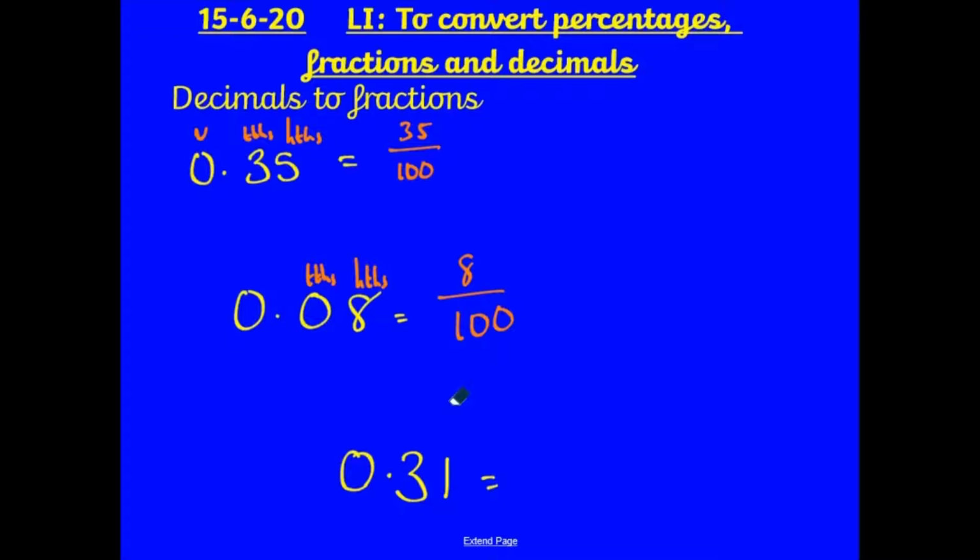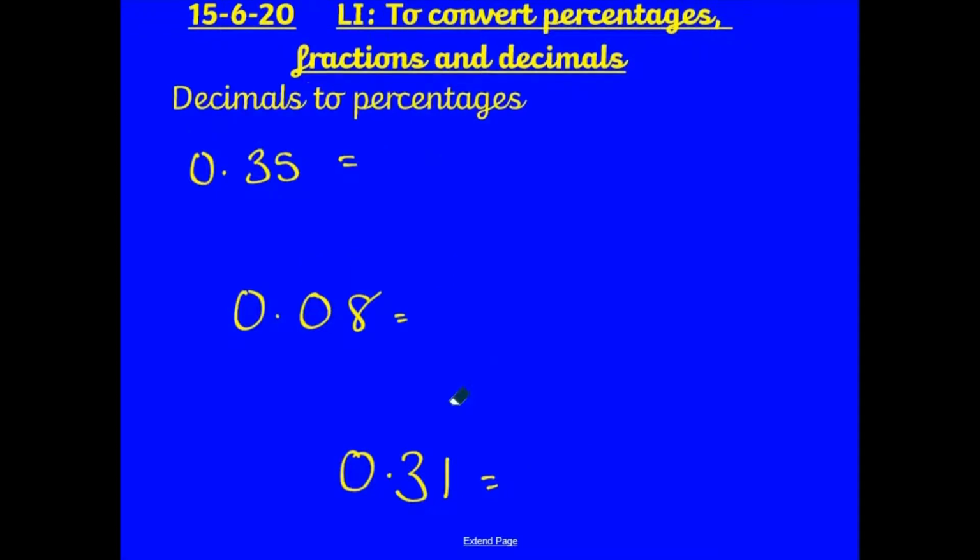0.31. Again, think tenths and hundredths. Well, I've got 31 hundredths. Okay, so I've got 31 over 100. And converting decimals to fractions is as straightforward as that. Now, decimals to percentages. Very, very similar.